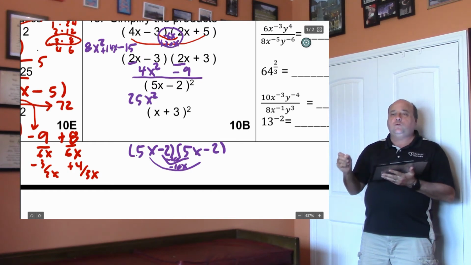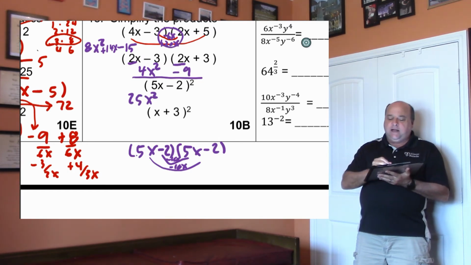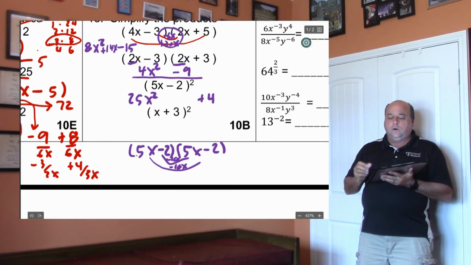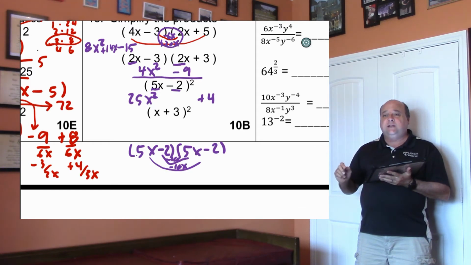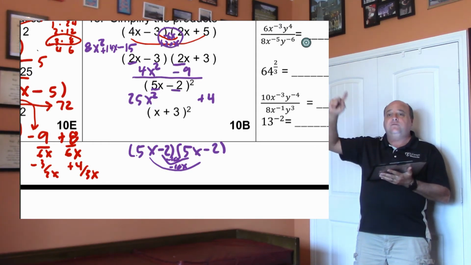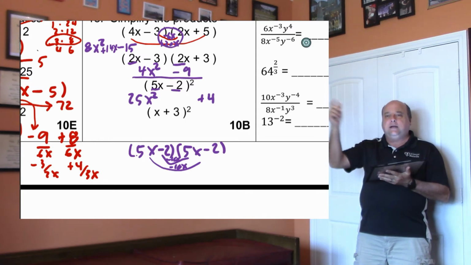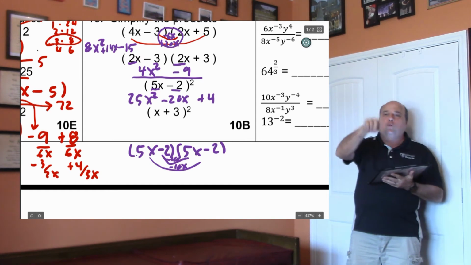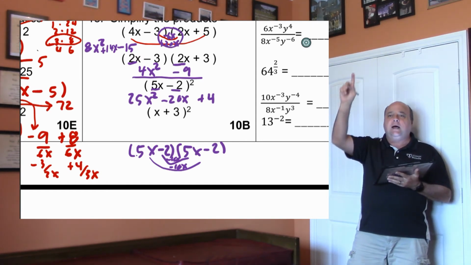That's 25x squared. Skip a spot. Negative 2 times negative 2, those are the last terms. That's plus 4. Then you multiply these two numbers. That gives me my negative 10x. There's two negative 10x's, so negative 10x and negative 10x, you multiply and double. So that's negative 20x. So on these problems, you square, multiply, double.